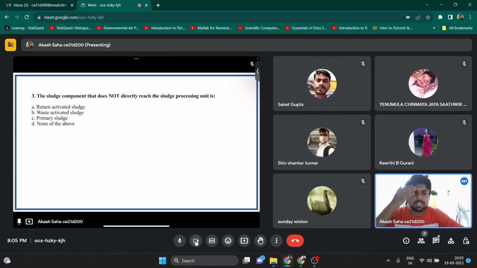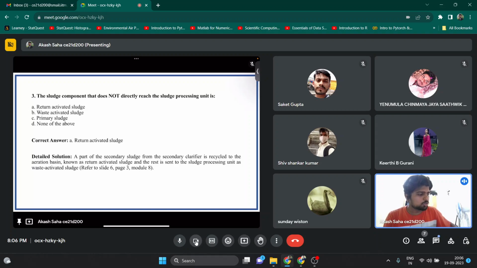So return activated sludge is basically sent back as an inoculum, or as biomass. To maintain the biomass content in the aeration tank, we send a part of the sludge into the aeration tank. So it is going there, whereas the waste activated sludge and the primary sludge will go to the sludge processing unit. Okay, I hope everyone understood that.